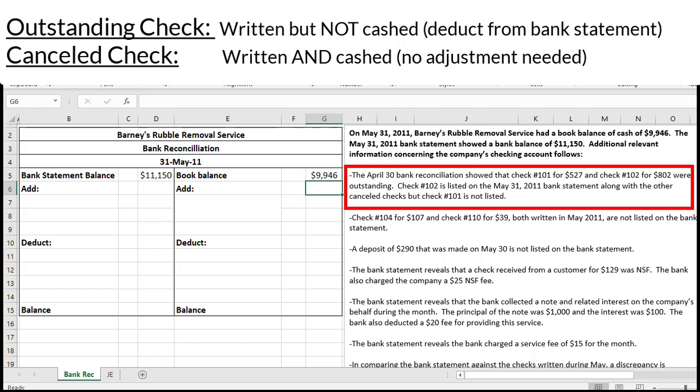Now that we have the definitions out of the way, we notice that in last month's bank reconciliation, in April, there were two outstanding checks, 101 and 102, meaning they were written but not yet cashed. In this month, which is May, we know 102 is now canceled, meaning no adjustment is required. But 101 is still missing from the bank statement, meaning it's outstanding. So we need to deduct $527 from the bank side for check 101 to correct for the missing information.